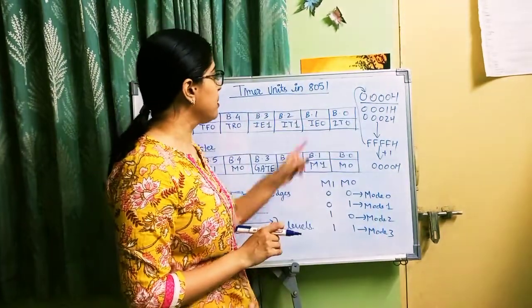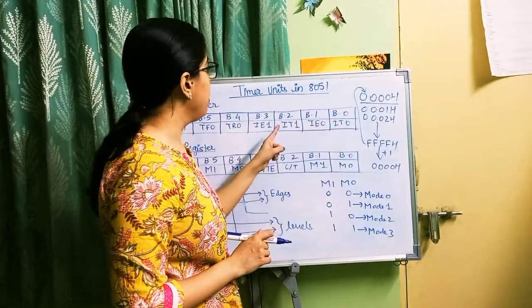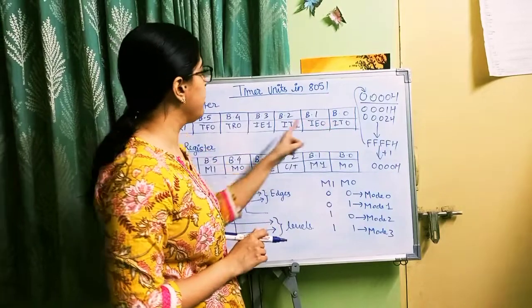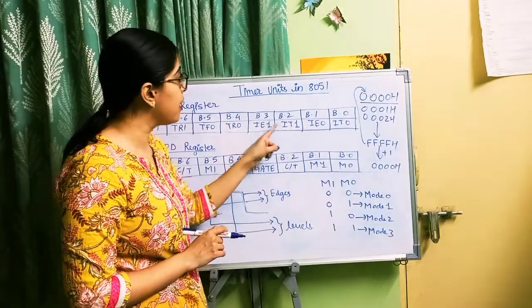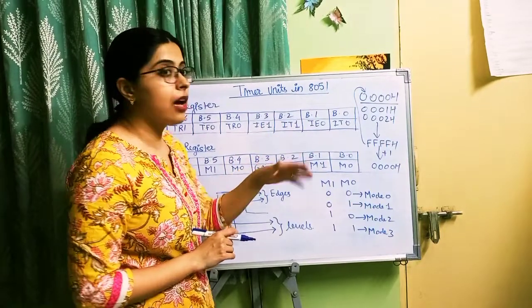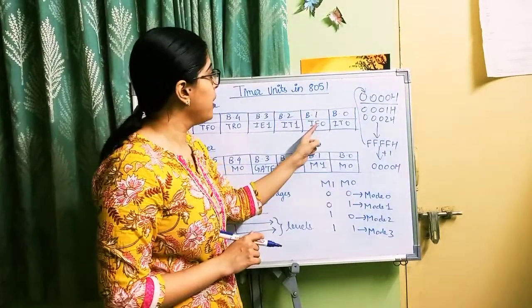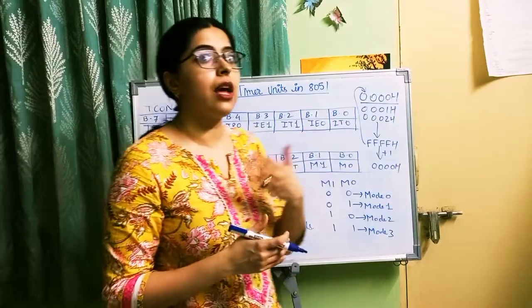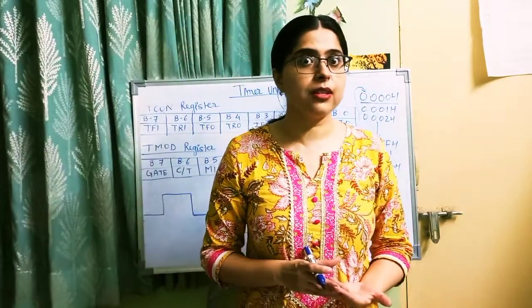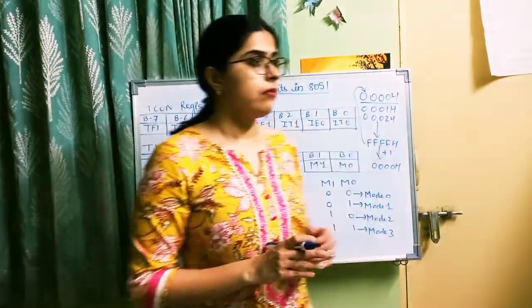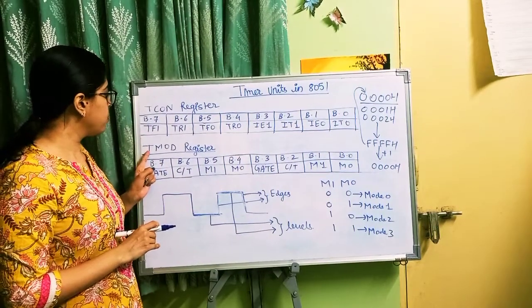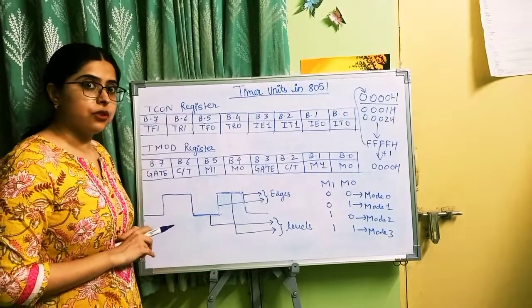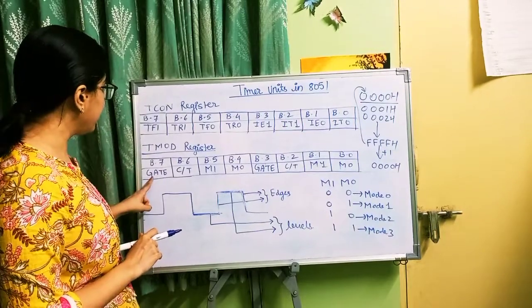Now next are IE0 and IT0. These IE0 and IT0 are the same as IE1 and IT1, which I have explained earlier. IE1 and IT1 are for timer 1 and IE0 and IT0 are for timer 0. I hope this much is clear to you by now. Now the next register is the TMOD register, the timer counter mode control register. First is the gate bit.